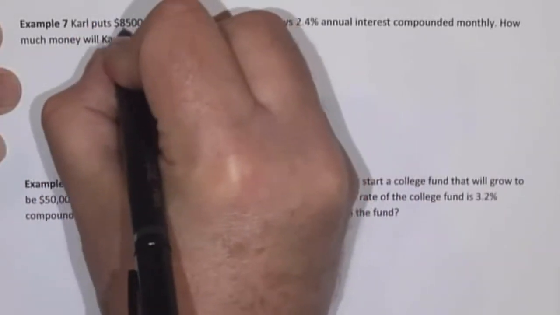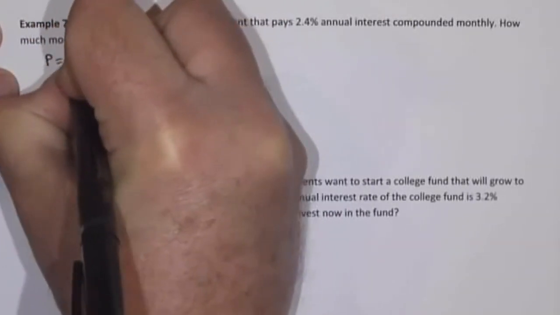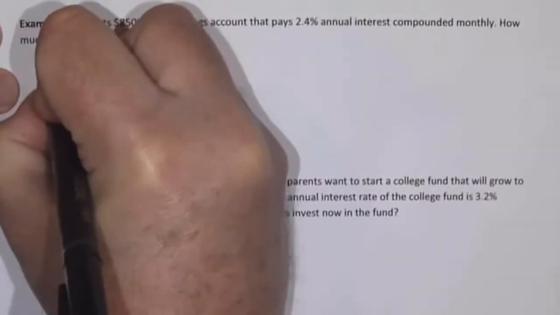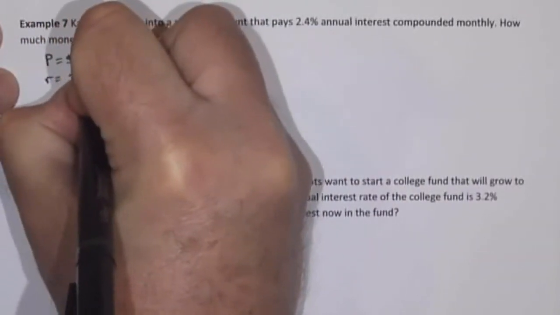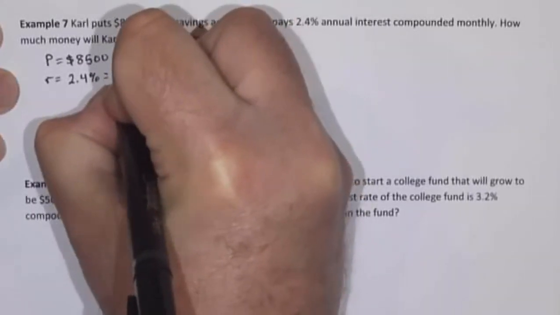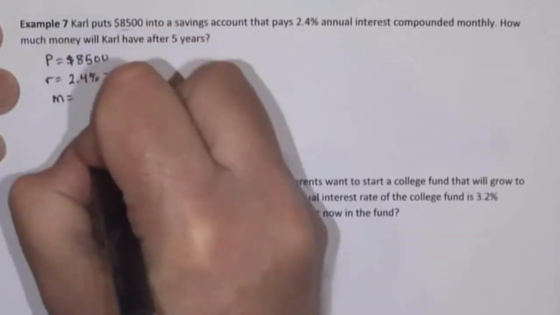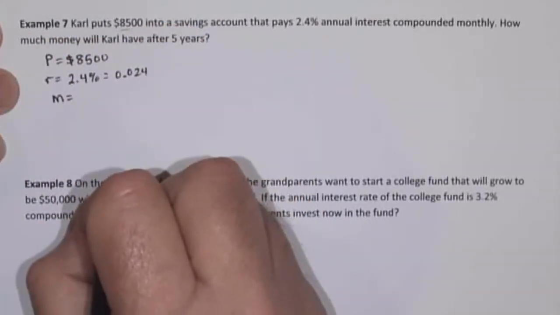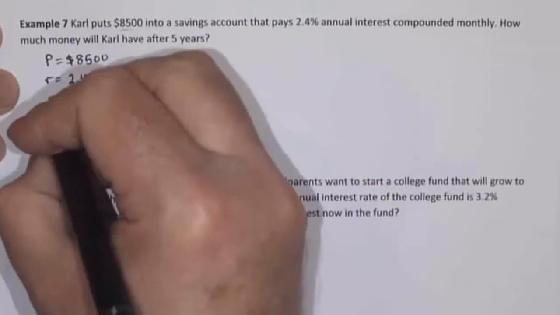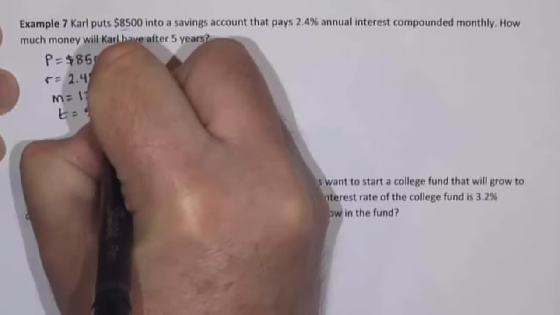So for this problem, Carl's investing $8,500. So that is P, that's the principal. The interest rate is 2.4%, or in decimal form, 0.024. We're compounding monthly, so M is equal to 12. We're leaving it in for 5 years, so time equals 5 years.